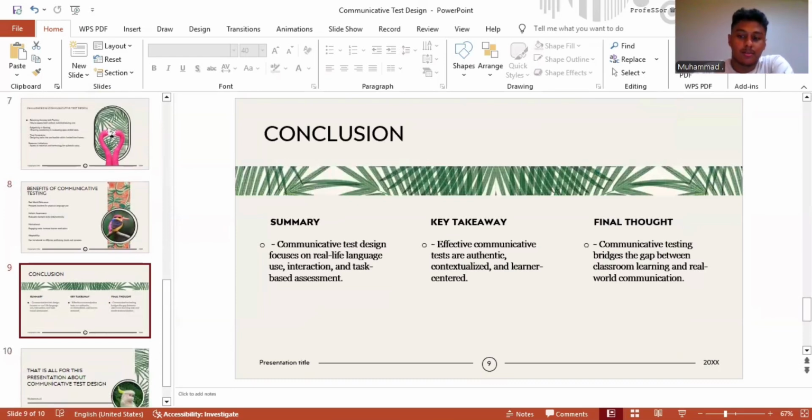Conclusion summary. Communicative test design focuses on real-life use, interaction, and task-based assessment. Key takeaway: effective communicative tests are authentic, contextualized, and learner-centered. Final thought: communicative tests bridge the gap between classroom learning and real-world communication.